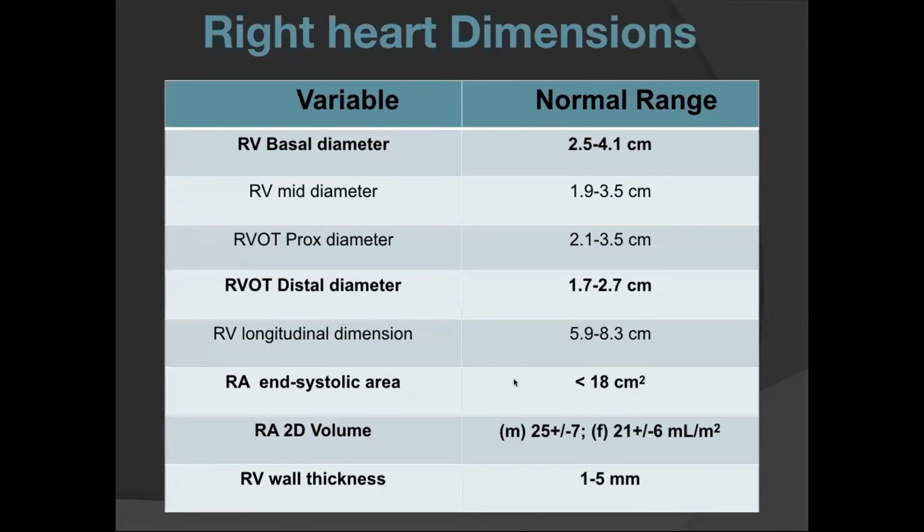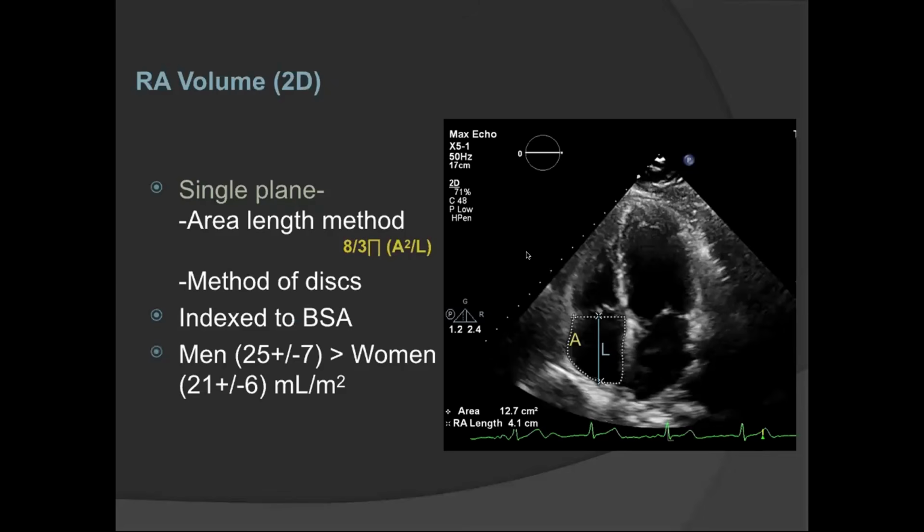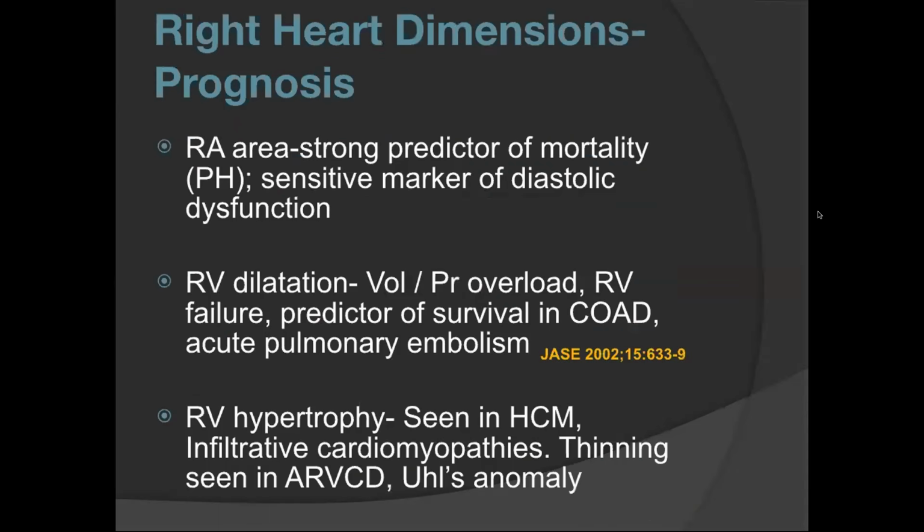This has already been shown, the normal values. The volumes for RA are now available for males and females separately, indexed to body surface area. For some others, we still have single numbers across genders and across body surface area. But as we progress, as more normative data becomes available, surely we will have these values for other parameters also. RA volume calculation by area length or by Simpson's in a single plane four-chamber focused view is what should be done, not biplane, which is not applicable to the right atrium. And based on that, we should be reporting the RA volumes. I won't go into these details.